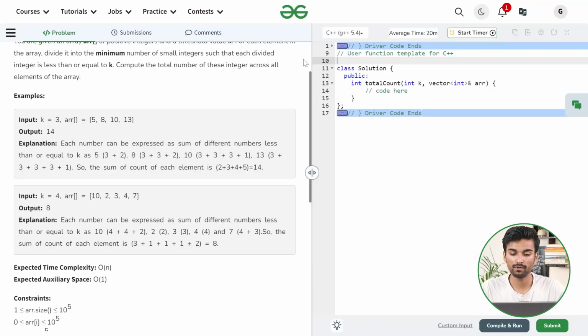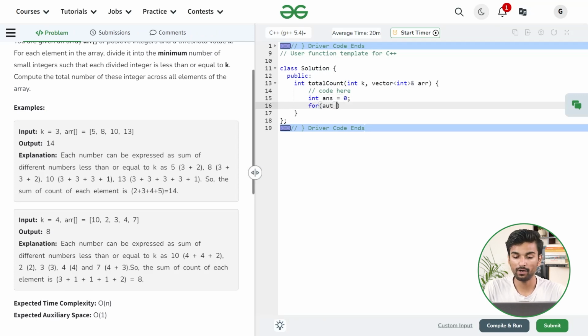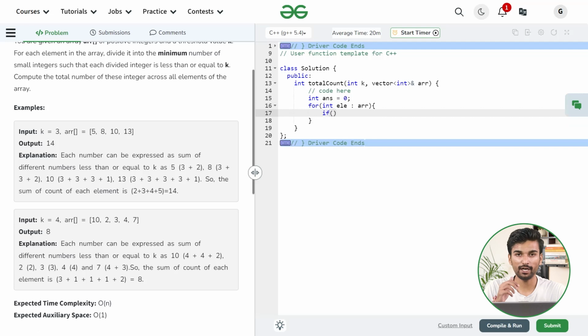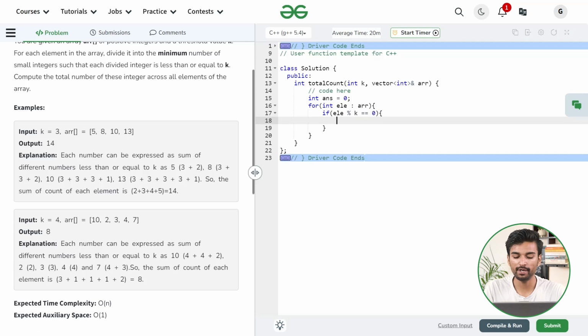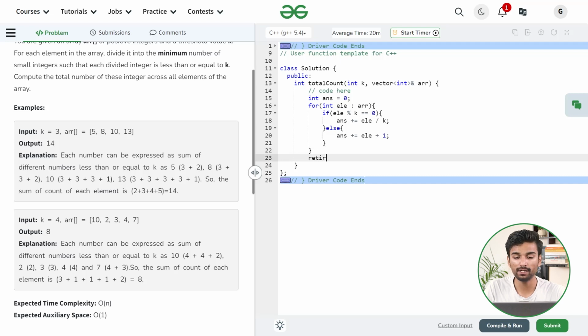So now let's try to code this. We will be taking one answer variable which will be storing our answer, and we will be iterating on our array. If the element modulo k equals 0, it means that particular element is divisible, so there is no need to add a plus 1. We will simply do array of I, or element, divided by k. It will give me the minimum number of elements into which I can divide that particular element, and each should be less than or equal to k. Else I will add a plus 1. So this is the for loop, and in the end just simply return the answer variable.